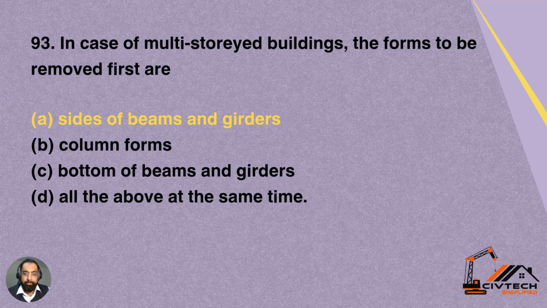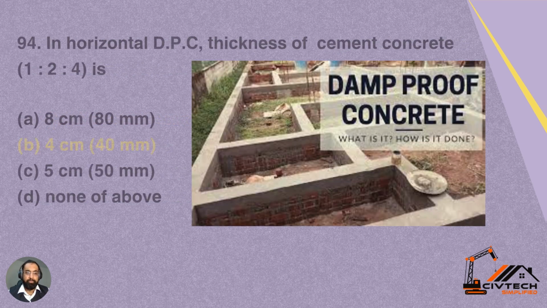Question 93. In case of multi-storied building, the forms to be removed first are. So in case of multi-story building, which formwork should be removed first? Number A, sides of beams and girders. Number B, columns formwork. Number C, bottom of beams and girders. Number D, all of the above at the same time. The formwork that should be removed first is the sides of beams and girders. Option A is correct for this question.